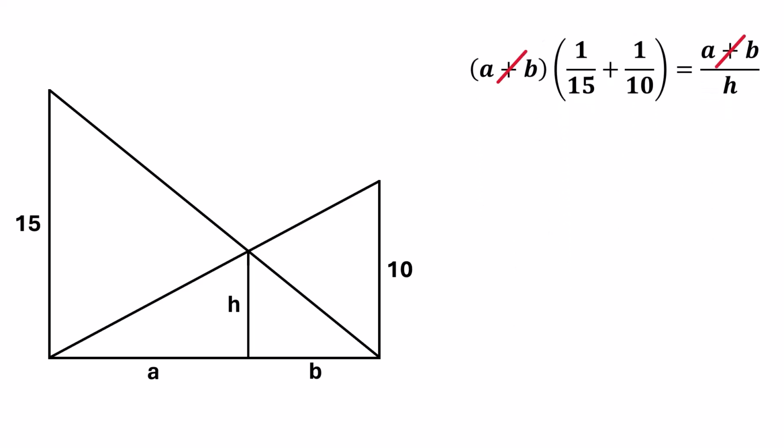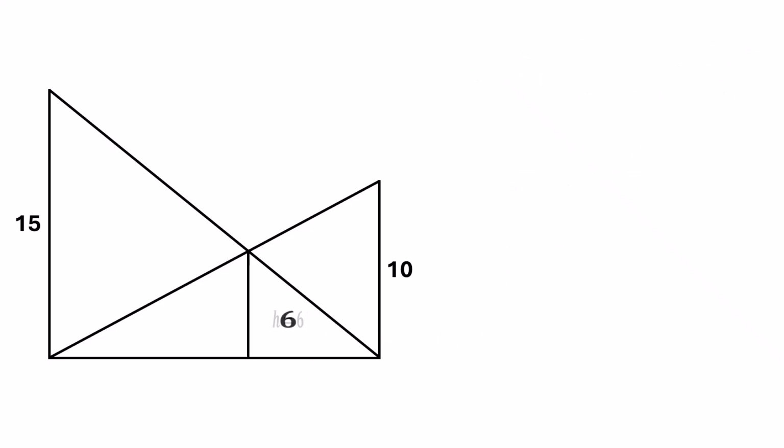Now, canceling the (A + B) from both sides, we can rewrite our equation as 1/15 + 1/10 is equal to 1/H, which gives us 1/6 is equal to 1/H. So the value of H is 6, and that's our solution.